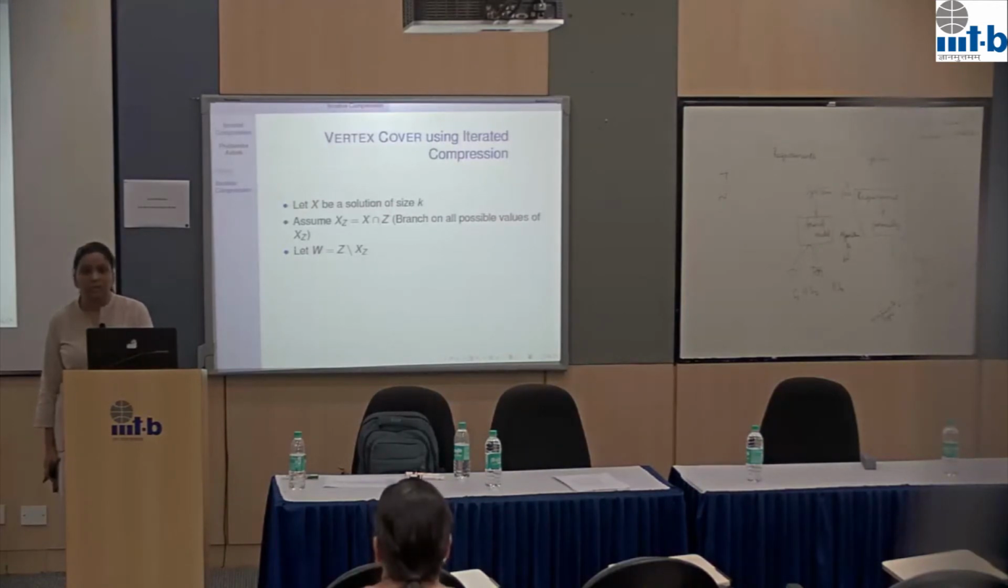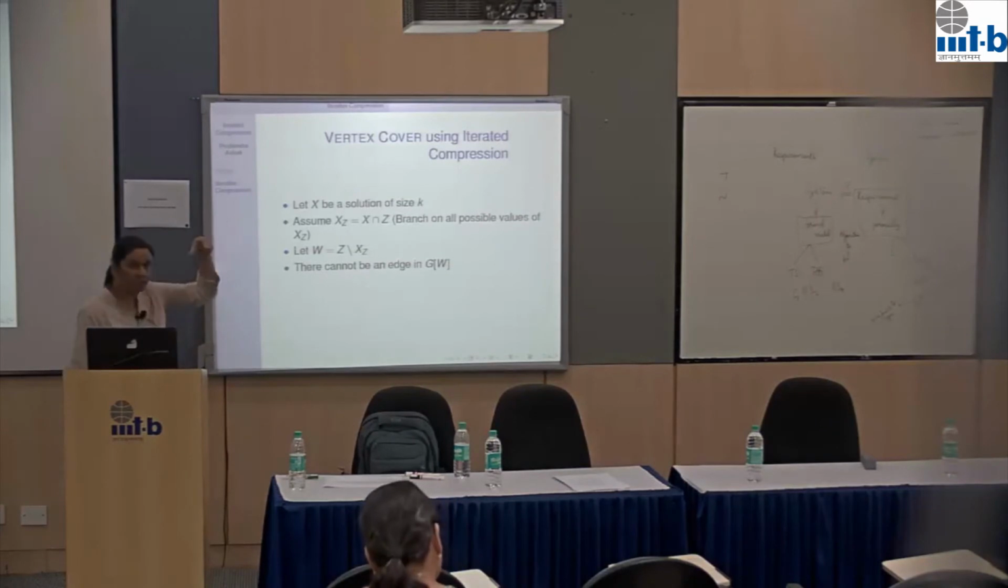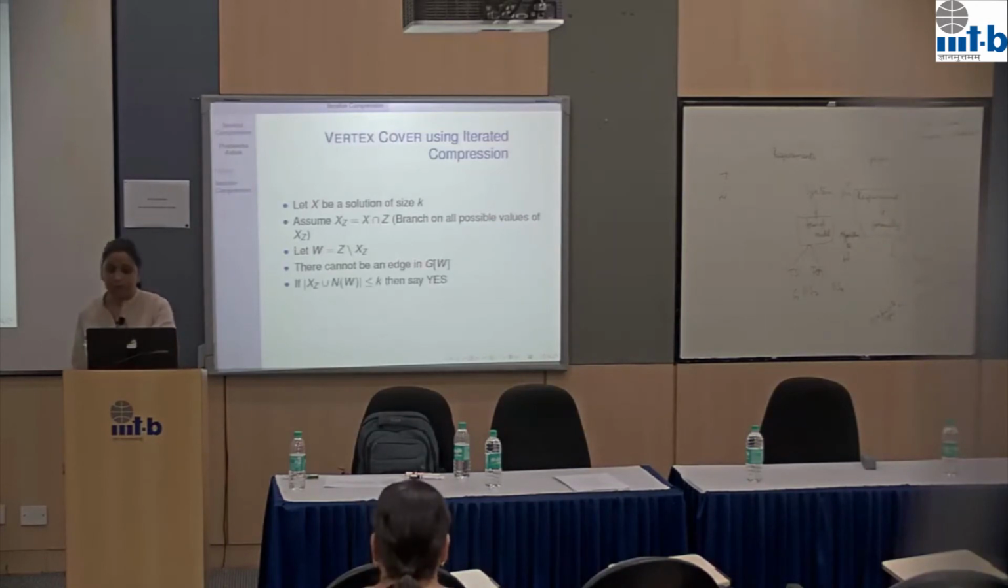None of the vertices in W are in the solution. So we are looking for a solution which does not contain W. Okay, and so there cannot be an edge in G within W. You cannot have an edge just within W, because then it's a wrong guess. So then what do you have to do? We have already added XZ to the solution.